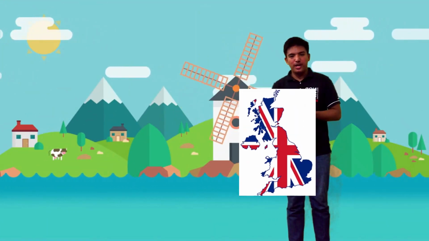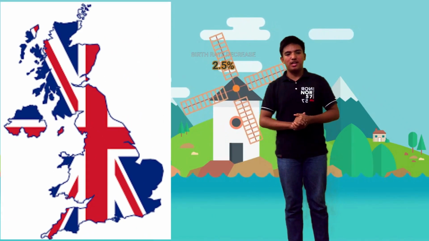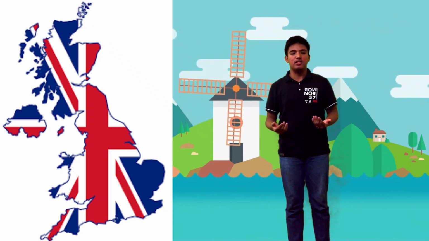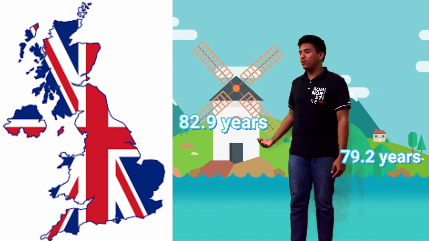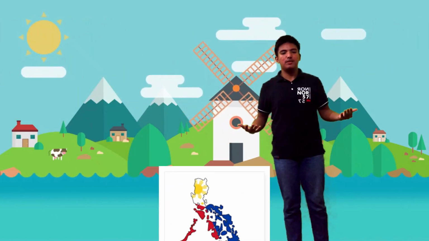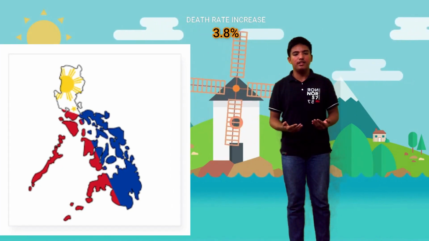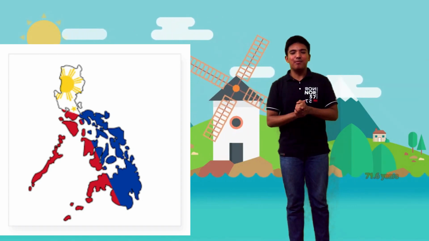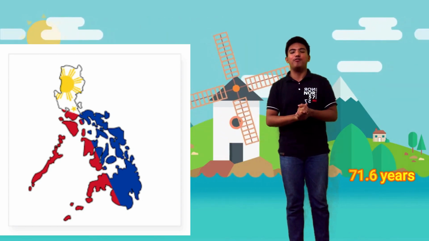In a developed country like the UK, birth rates decreased by 2.5% from the previous year, and death rates increased by 1.6%, and their life expectancy reaches 79.2 to 82.9 according to their Office for National Statistics. While a developing country like the Philippines has an increase of 3.8% in their death rate and 2.92 births per woman. Their life expectancy reaches up to 71.66 years according to the Philippine Statistics Authority. Thus, showing that people with harsher living conditions or with lack of needs have lower life expectancy compared to those who live a much more comfortable life.